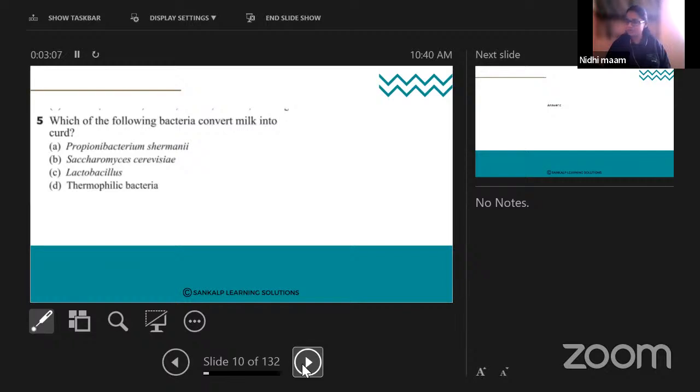Next question goes like this. Which of the following bacteria convert milk into curd? Propionibacterium shermanii, Saccharomyces cerevisiae, Lactobacillus, thermophilic bacteria.